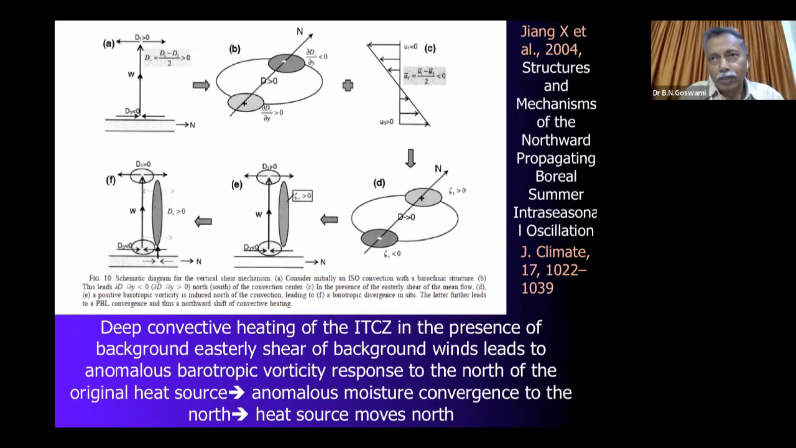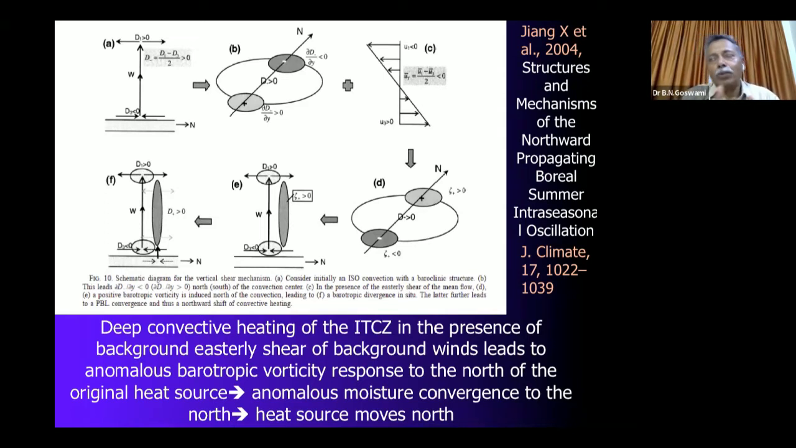That convergence of the boundary layer produces more moisture convergence to that region. And that moisture convergence will further lead to convection and heating. Therefore, the heat source can then move from the original position to a position to the north. Again, the atmosphere will respond to it, produce a barotropic, cyclonic vorticity response to the north, and that will produce moisture convergence to the north, and then again it will go to the north. And like that, it can move to the north.